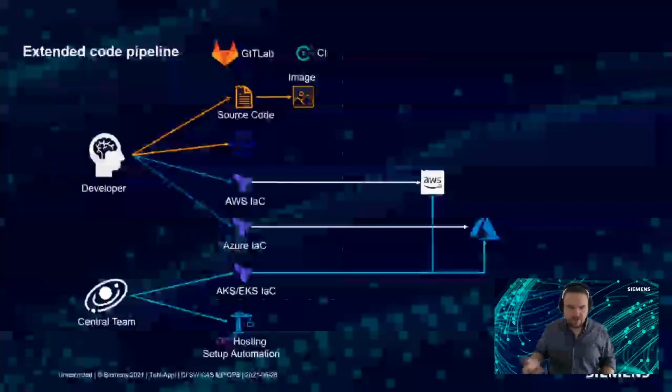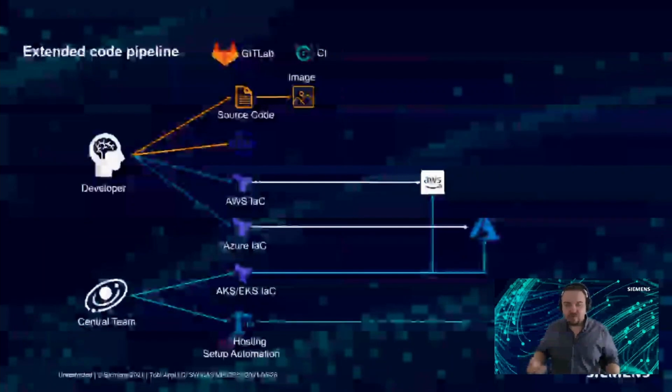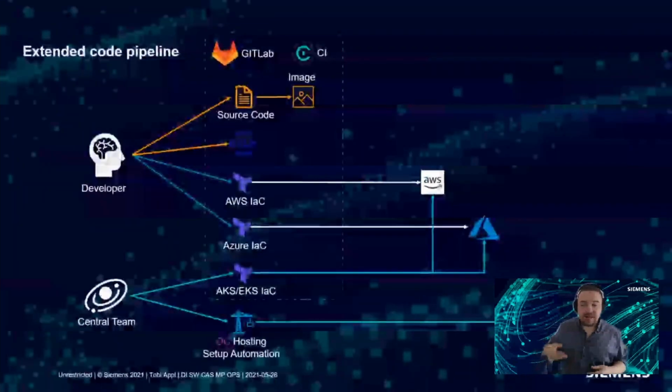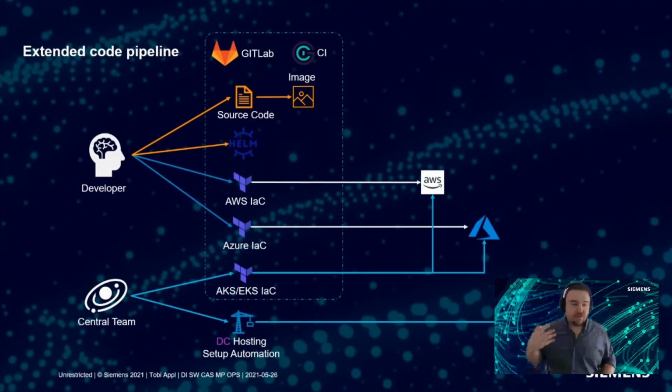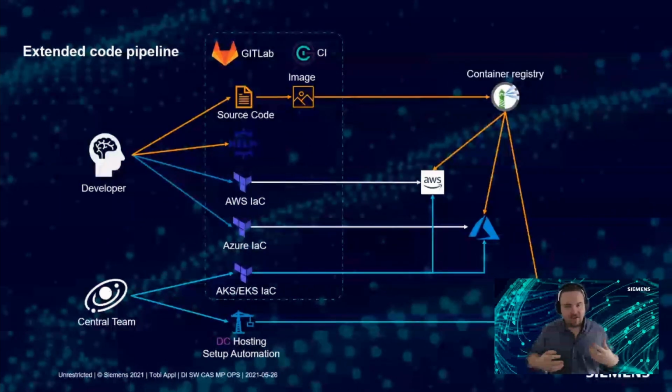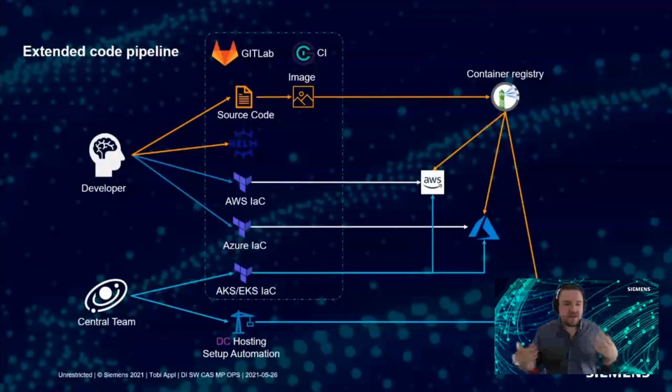So how would we do this? First of all, the central team sets up the hosting layers, which means the OpenShift, the databases, the periphery. Then we want to leverage container images. For that, we have a central container registry. So we check in images once, and we can deploy them to AWS, Azure, and into customer data centers.